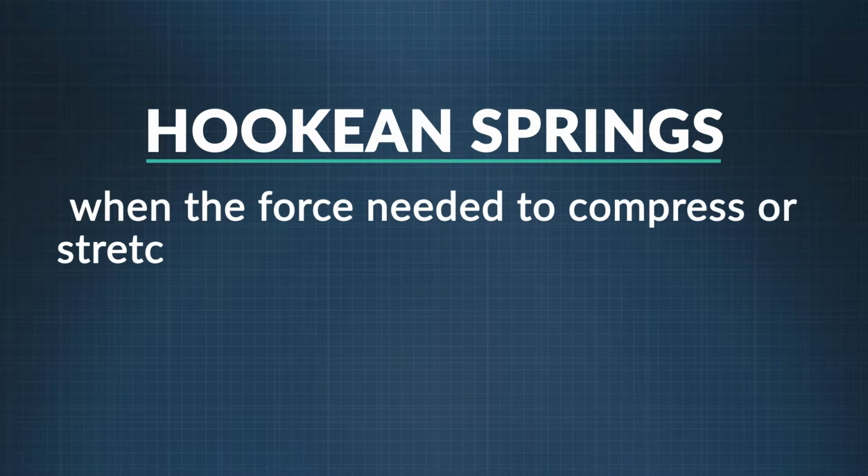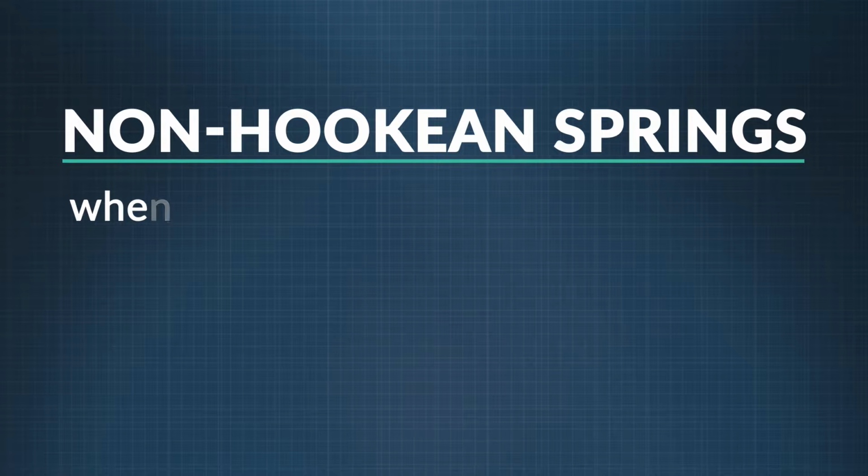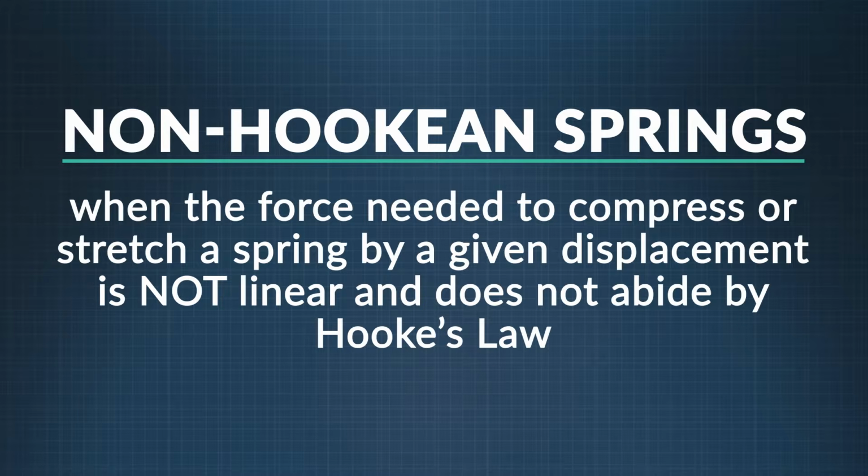When the force needed to compress or stretch a spring by a given displacement is linear and abides by Hooke's law, then the spring is considered Hookean. In real-life situations, the ideal springs are called Hookean and non-ideal springs are called non-Hookean. Rubber bands, for example, are non-Hookean. What does that mean? When the force needed to compress a spring by a given displacement is not linear and does not abide by Hooke's law, that spring is considered to be non-Hookean. If a spring is stretched too much, it loses some of its springiness and becomes non-Hookean. In that case, that straight line on the force versus displacement graph becomes a curve.